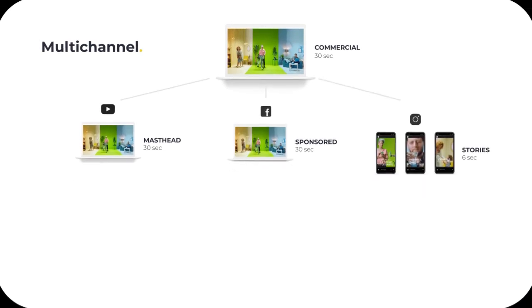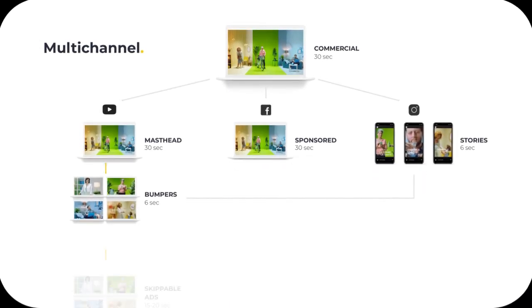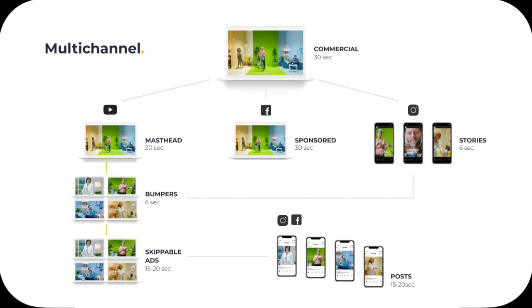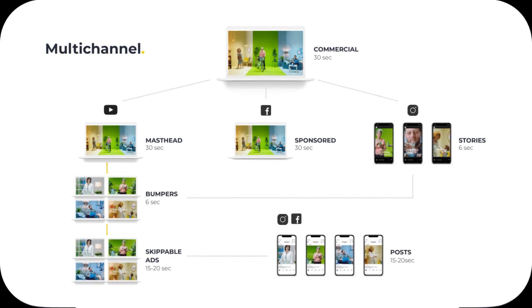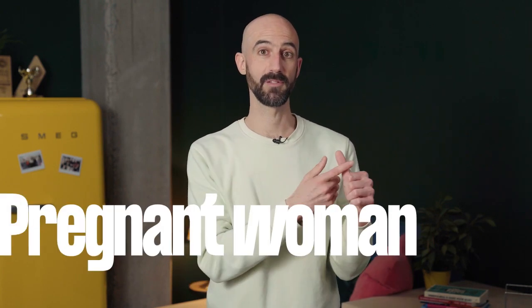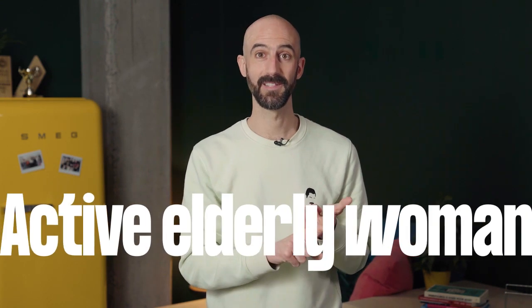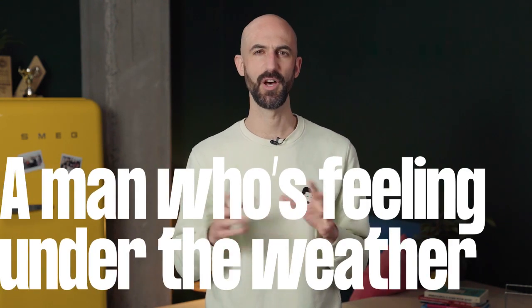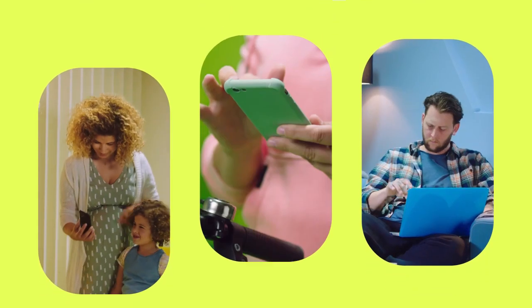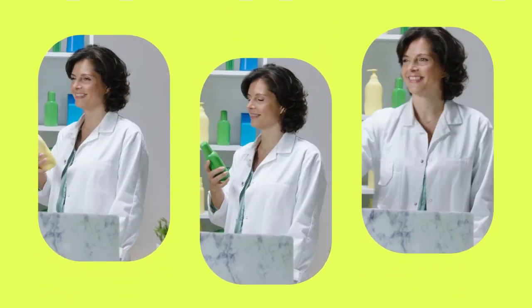The commercial was the starting point that decided the different messages to the other formats. But how can you transform a 30-second commercial into a 6-second Instagram story while still conveying the same message? In the case of New Pharma, the commercial focused on 3 different stories. That of a pregnant woman, an active elderly woman, and a man who's feeling a bit under the weather. Now, each Instagram story and YouTube bumper ad focused on just one of these stories.